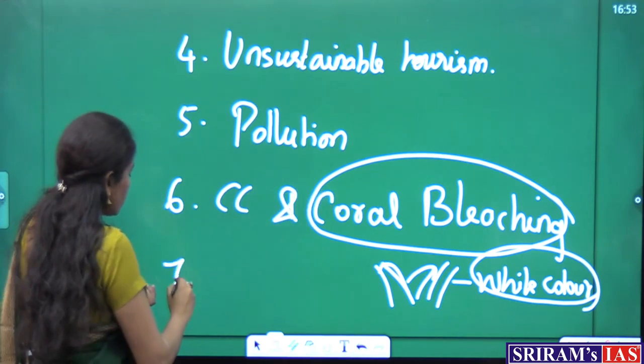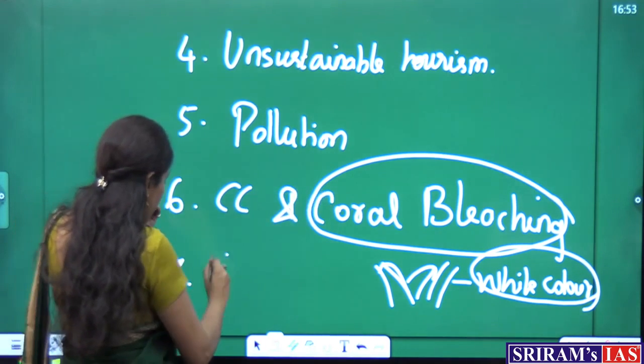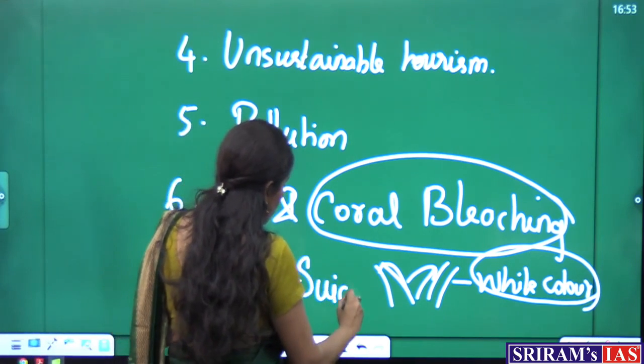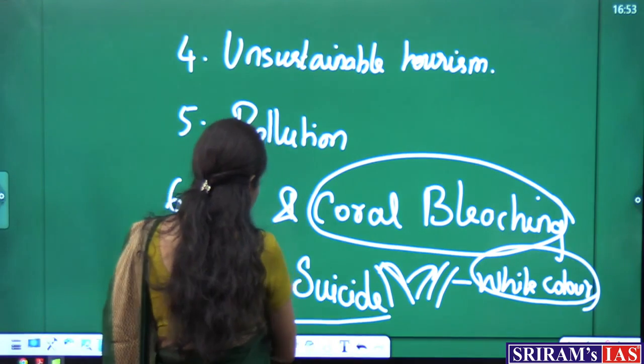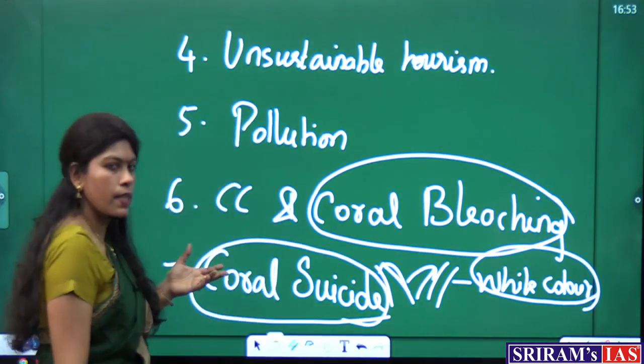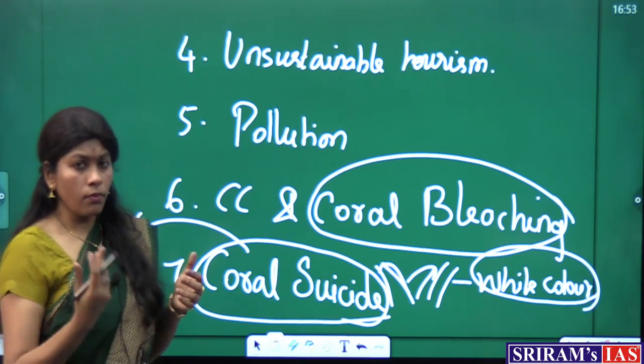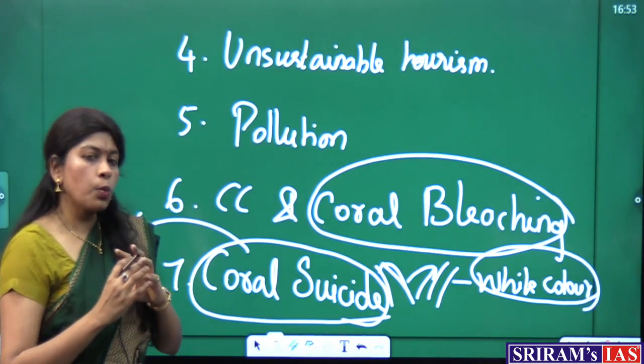And last I can say coral suicide, because of ocean acidification also. Suicide because of ocean acidification. How is this coral suicide happening? Because the ocean water is turning acidic in nature.